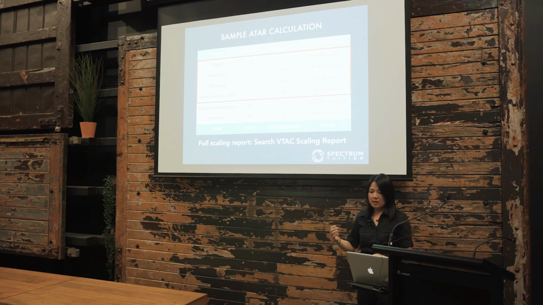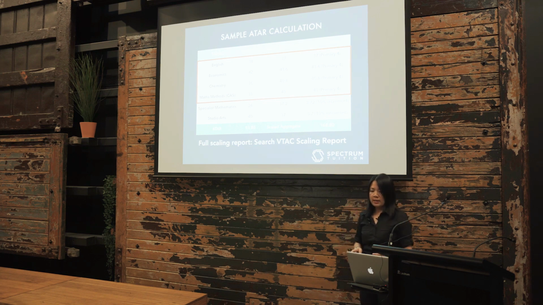Does that make sense? So even though it is a very respectable 93.8, with those 2 changes, that would have boosted that student's results a lot higher, and a whole lot of other courses may have been available for that student. So the full scaling report, if you just go to Google and search for the VTAC scaling report, it will go through what each subject will be scaled up or down to.